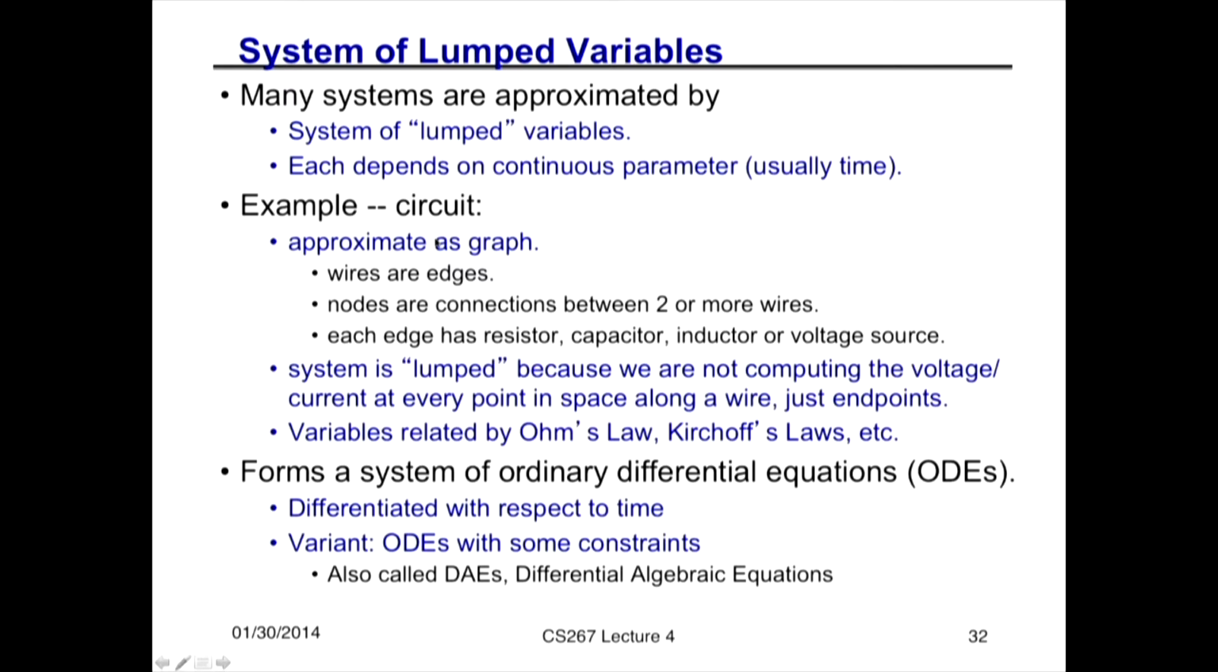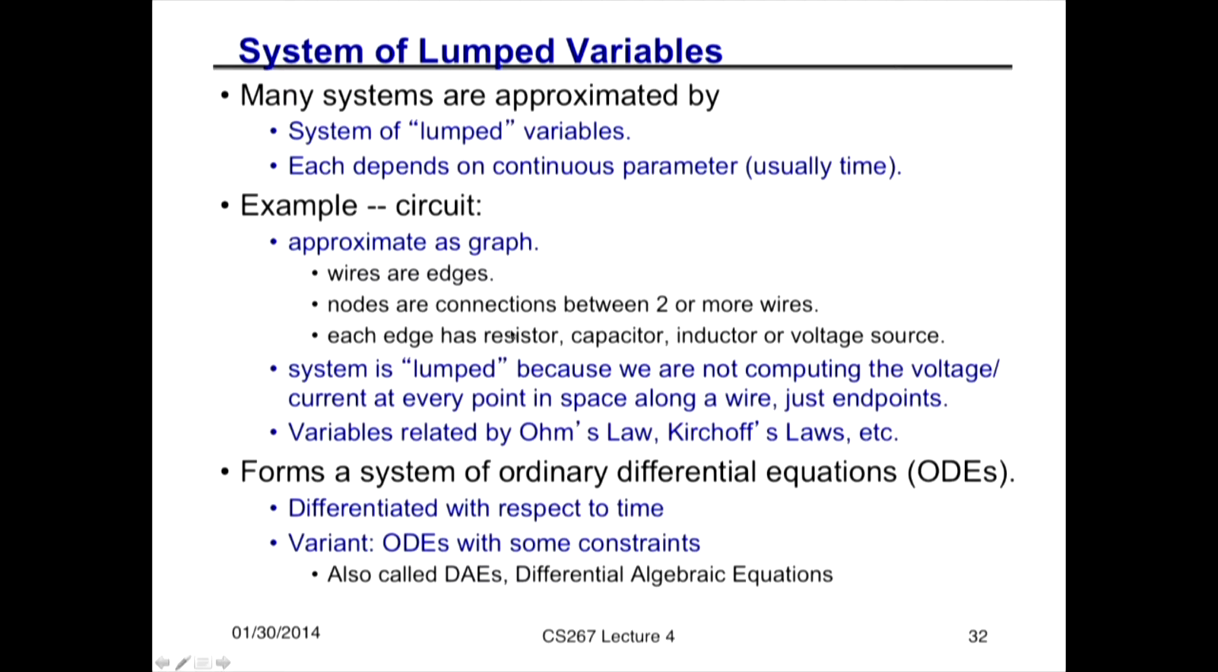And the canonical example could be a circuit. And I'm going to approximate that circuit as a graph. The wires are going to be the edges. And the nodes are going to be connections where 2 or 3 or more wires come together. And each edge is going to have some interesting property. It might have a resistor or a capacitor or some other electrical thing on it.